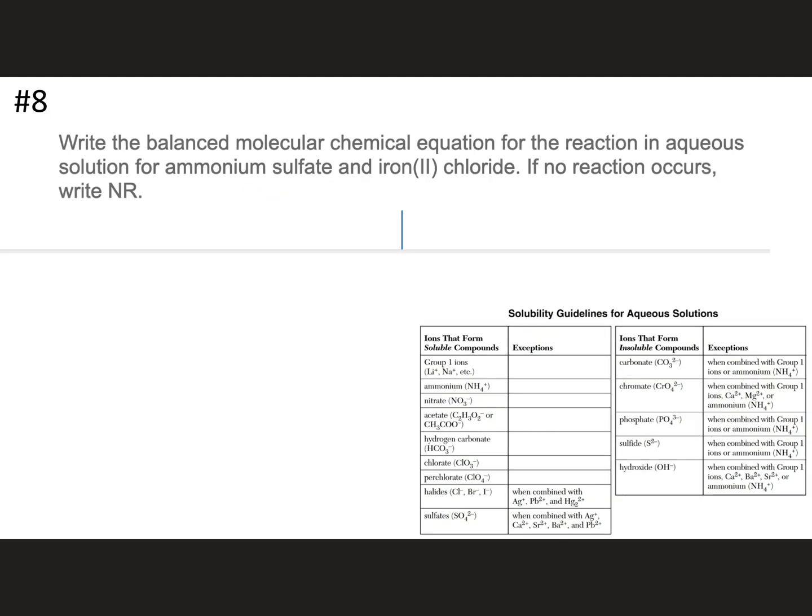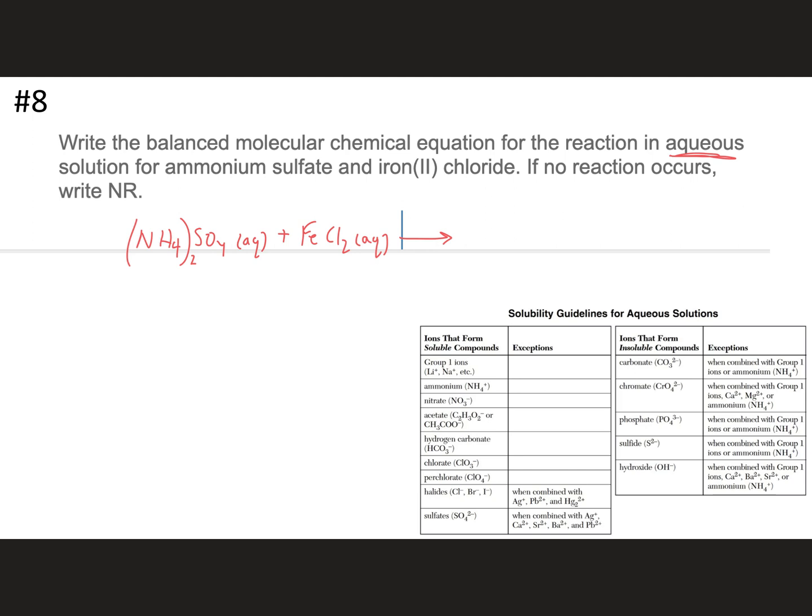For question 8, from Chapter 4, write the balanced molecular chemical equation for the reaction of aqueous solution of ammonium sulfate. So ammonium sulfate would be NH4, that's +1. Sulfate is SO4 2-, so that means I'm going to need to have 2 ammoniums to balance out the sulfate. That's aqueous, and that reacts with iron 2 chloride, which they tell us is aqueous as well.